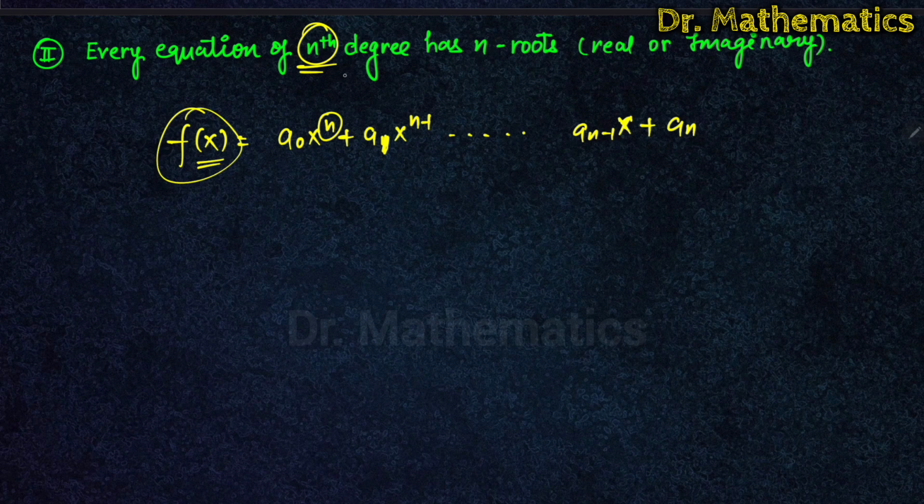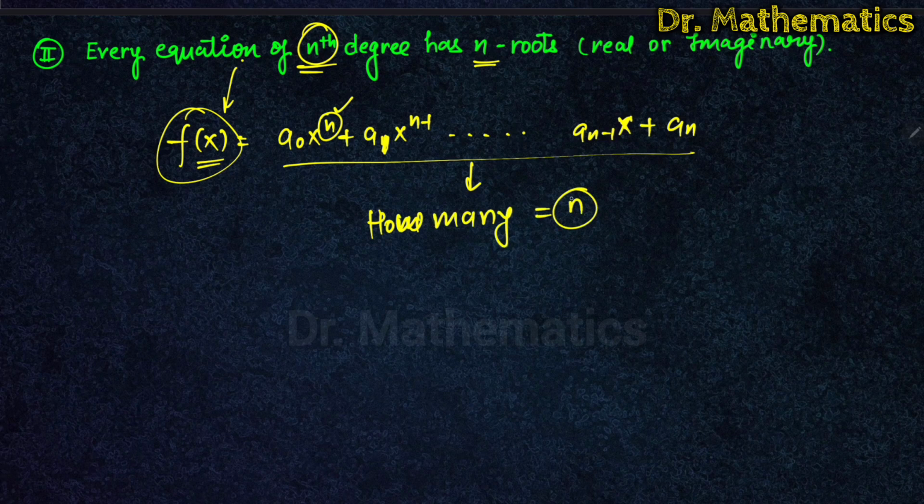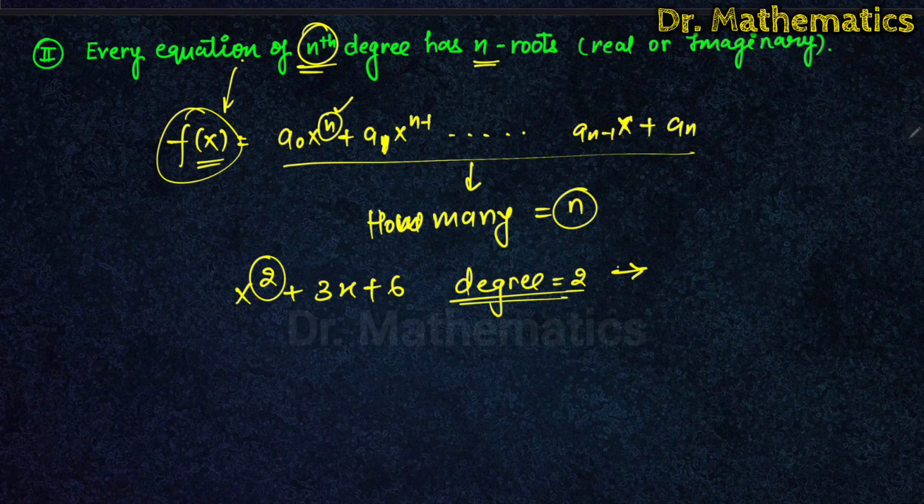So every equation f of x of nth degree has n roots. So how many roots does this equation have? It has n roots. Sir, can you tell me an example? Yes, x square plus 3x plus 6. The degree is 2. How many solutions, how many roots are there? Sir, 2. Yes, you're correct.